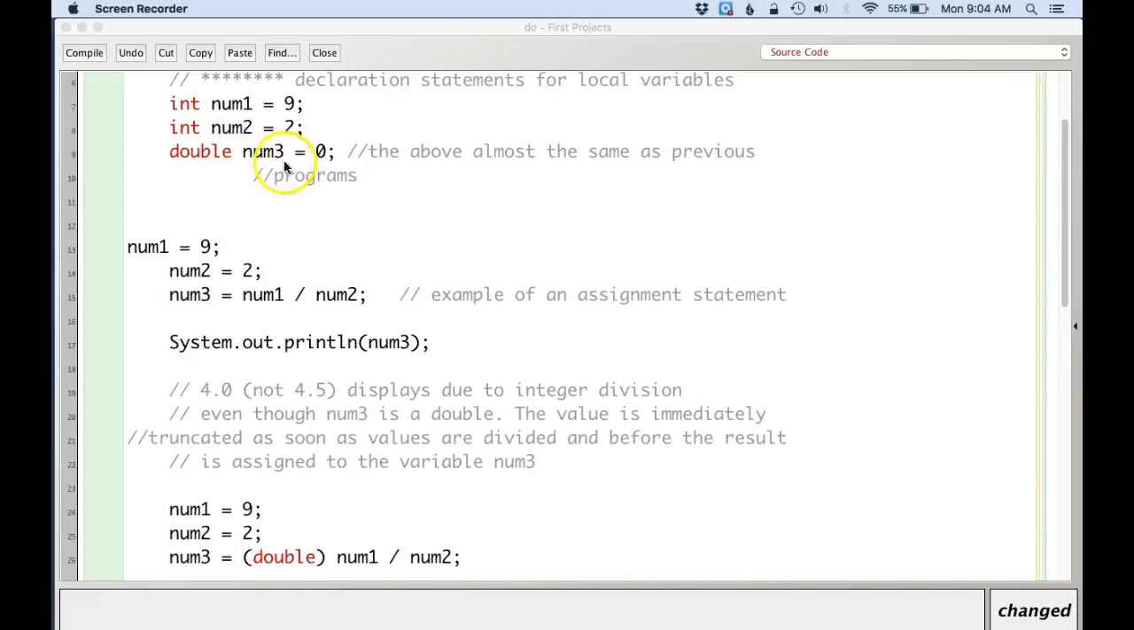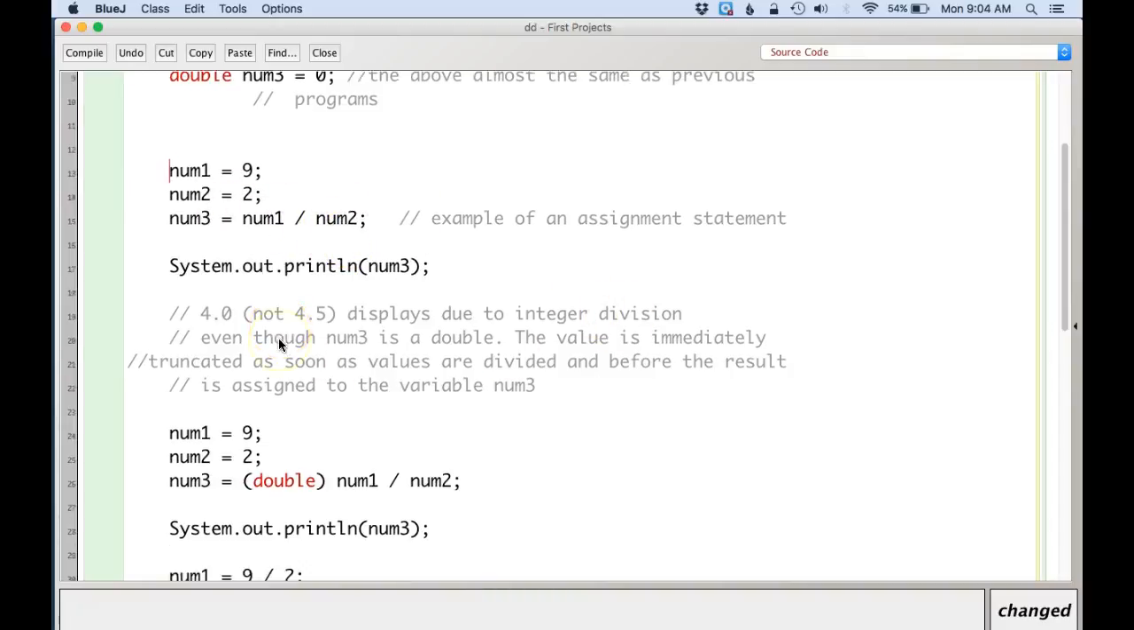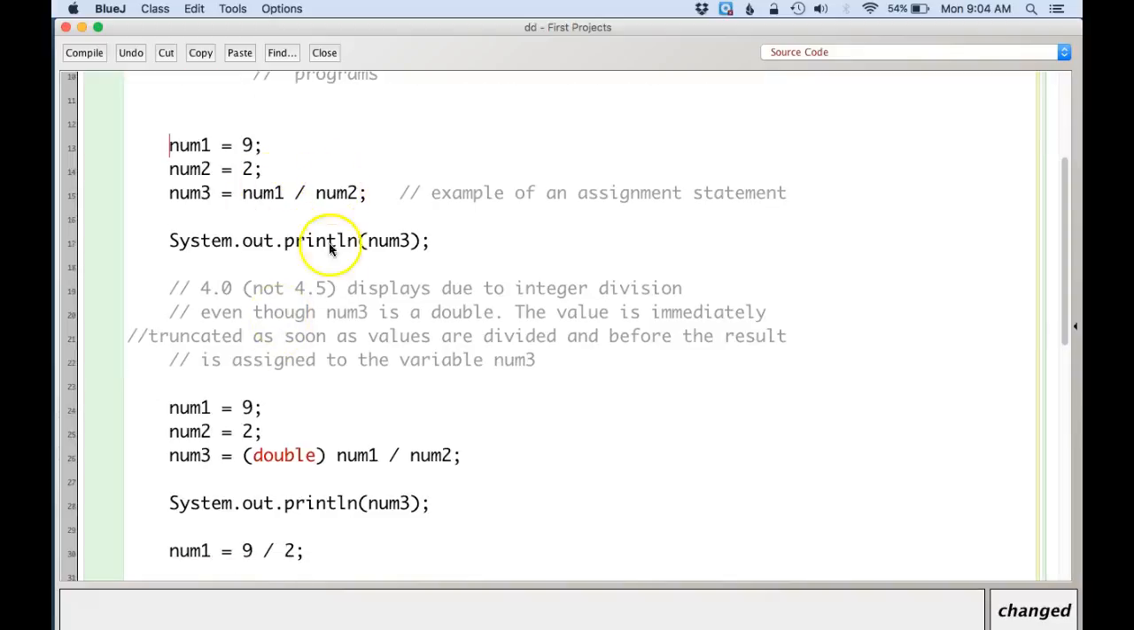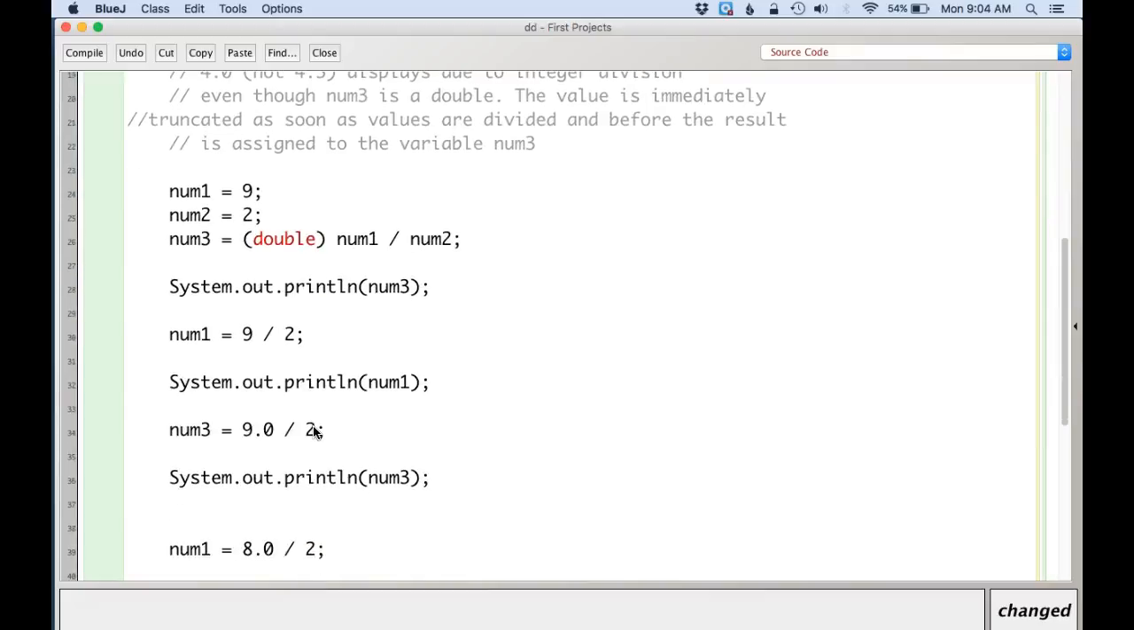We've declared two variables, integers. Num3 is a double. Reassigned here, num1 is 9, and num2 is 2. Okay, and when we do this division here, you know that you get 4.0 and not 4.5 because num1 and num2 are both integers and num3 is a double. So when we output, it still outputs a double, but this integer division automatically makes it not have a remainder. So how do we fix that?